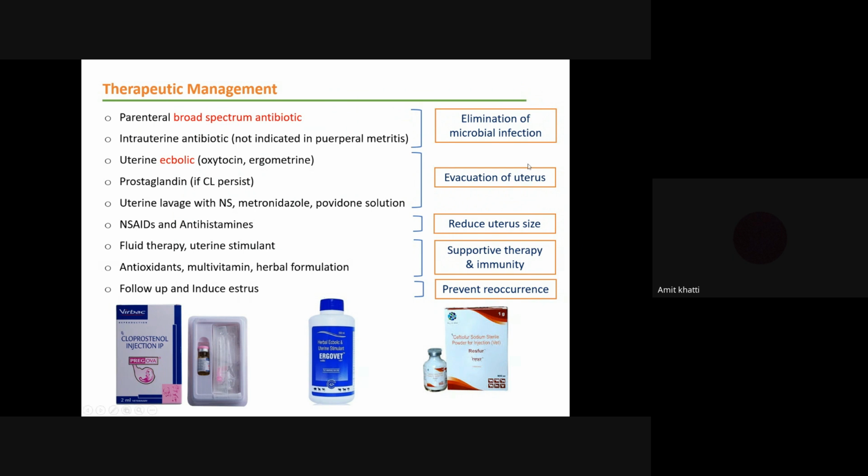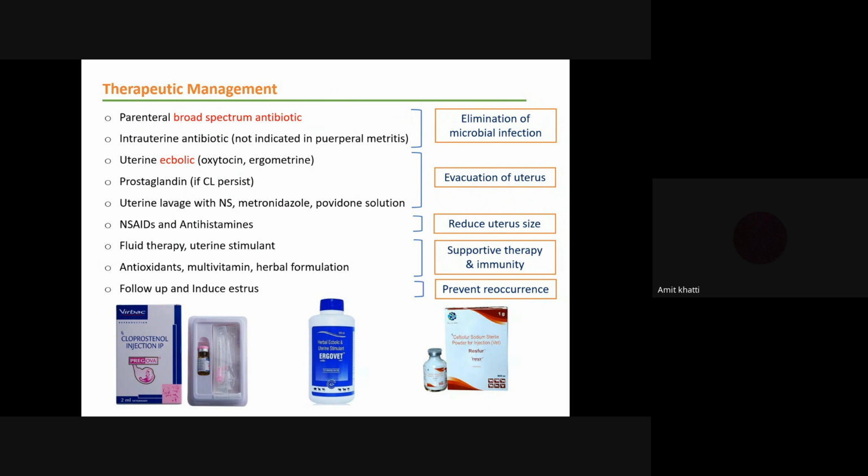Because we are fighting the microbial contamination, we should also boost the body immunity. So the body will also fight parallelly to the microbial contamination, and the recovery will be faster. So fluid therapy, uterine stimulant, whatever herbal formulations are there in the market, multivitamin, minerals, and antioxidants should be used to boost the animal immunity, like vitamin E, selenium, ascorbic acid, and many herbal formulations.